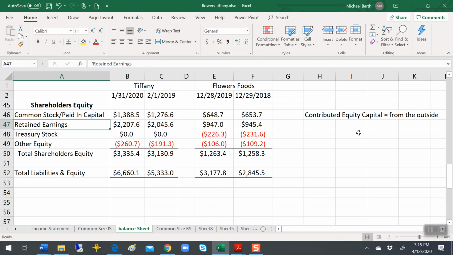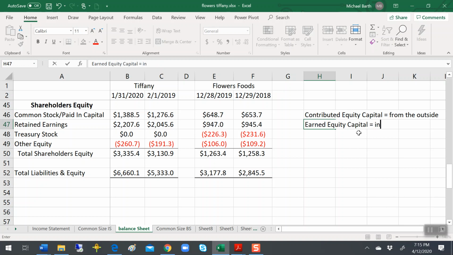The retained earnings. Retained earnings is the net income of Tiffany's, the money the firm has earned minus any dividends that they paid. So this is the amount that the shareholders let the company keep. So we have contributed capital, which is common stock or common stock and paid in capital, and earned equity, or internal equity, from the inside.